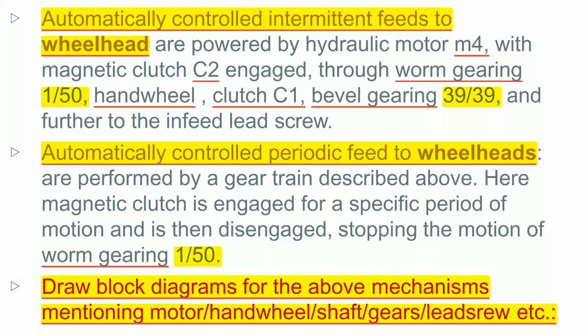There are sample questions. Draw block diagrams for the above mechanisms, mentioning motor, hand wheel, shaft, gears, lead screw, etc.